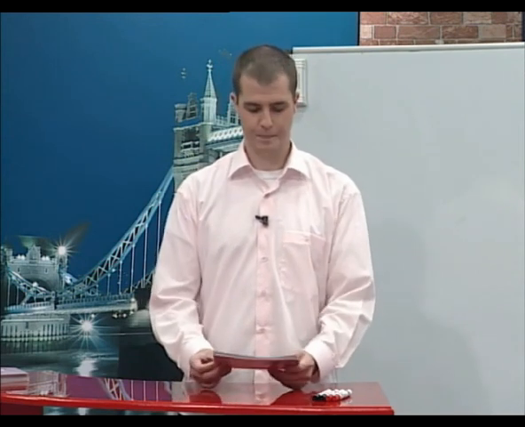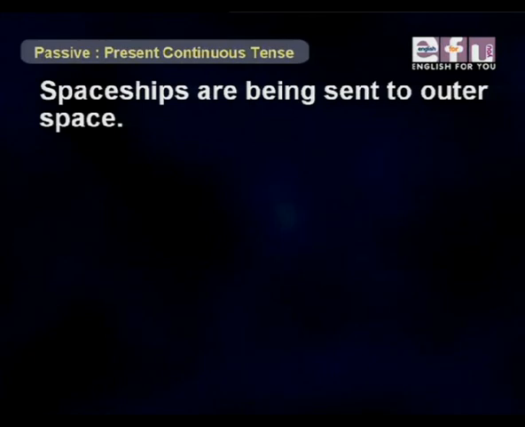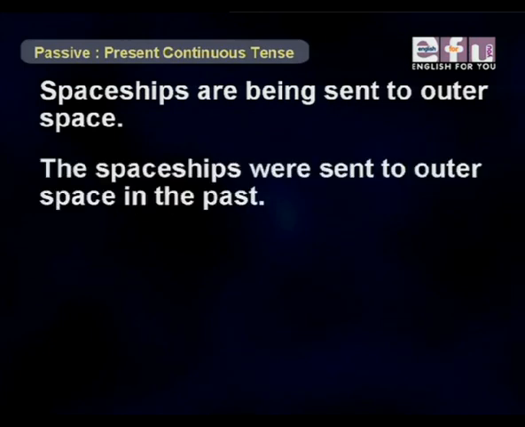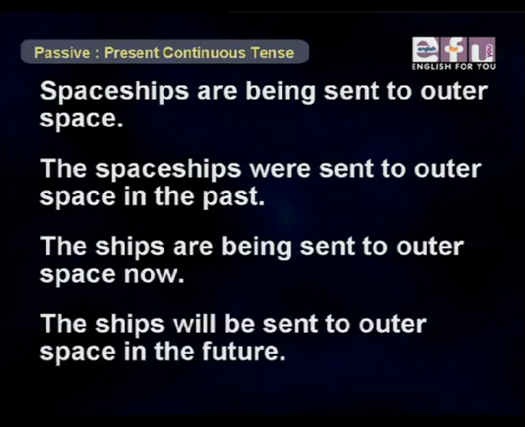So we use the present continuous in the passive voice to express an activity that is in progress at the time of speaking. It began in the recent past, is continuing at the moment, and will probably continue in the near future. It'll end sometime in the future. Let's have a look. For example, spaceships are being sent to outer space. The spaceships were sent to outer space in the past. The ships are being sent to outer space now. And the ships will be sent to outer space in the future.